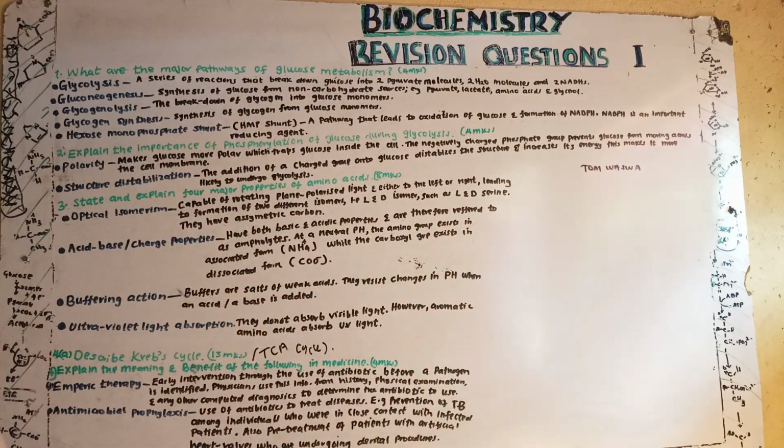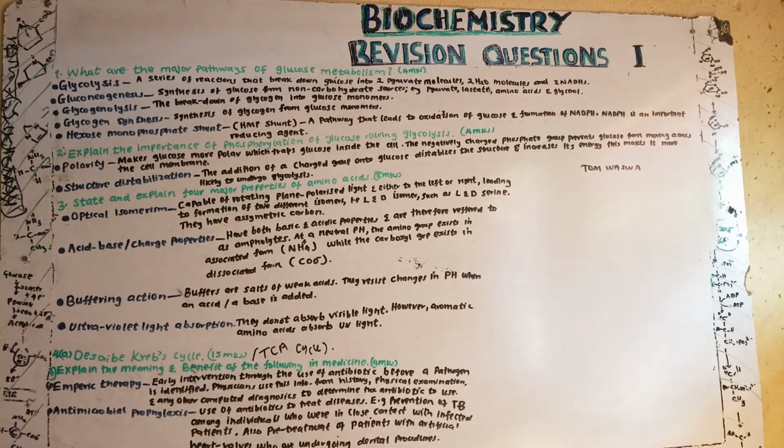Then we go to another property, buffering action. Buffers refer to salts of weak acids. Amino acids are buffers, so they resist changes in pH when an acid or a base is added. Another important question you need to have in mind is, why is their buffering action not significant in our bodies, yet they are buffers? Well, amino acids are simply weak acids, so their concentration in our bodies is insignificant, so their impact is low.